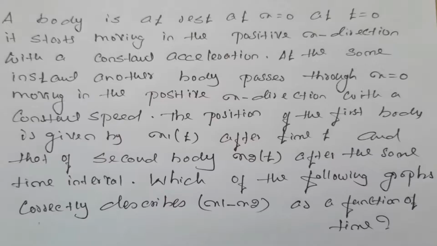Clear? So 13th problem. A body is at rest at x equal to 0 at time t equal to 0. It starts moving in the positive x direction with a constant acceleration. At the same instant, another body passes through x equal to 0, moving in the positive x direction with a constant speed. The position of the first body is given by x1 of t after time t, and that of the second body x2 of t after the same interval. Which of the following graphs correctly describes x1 minus x2 as a function of time?